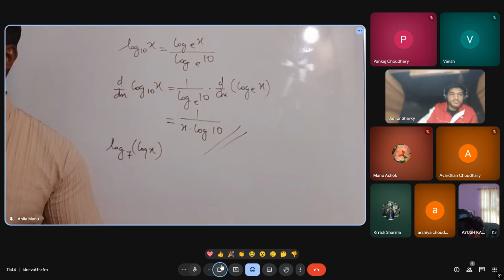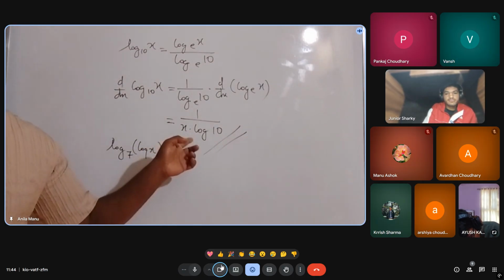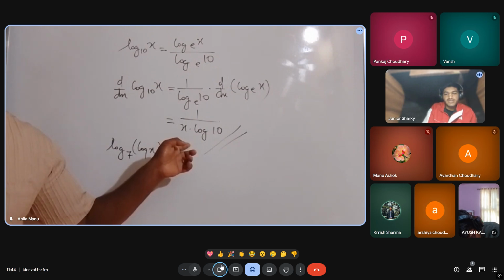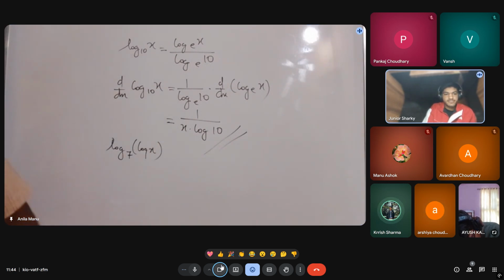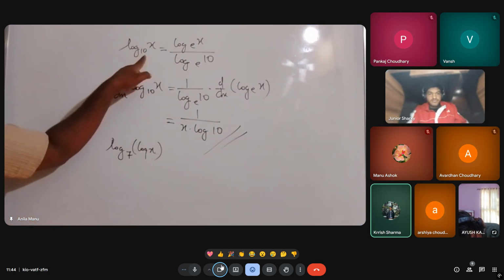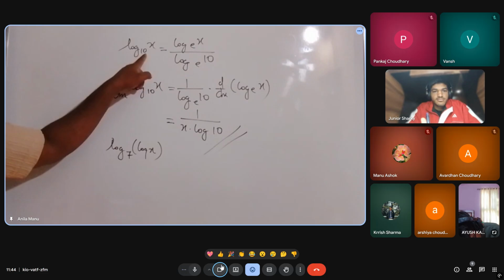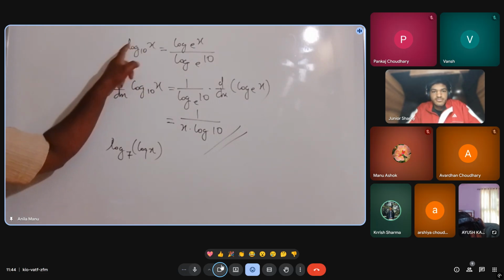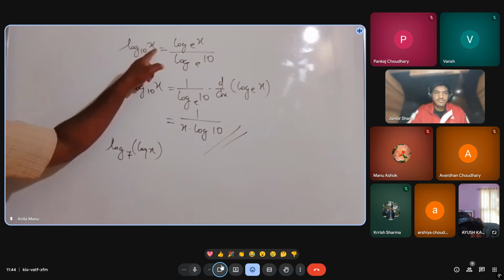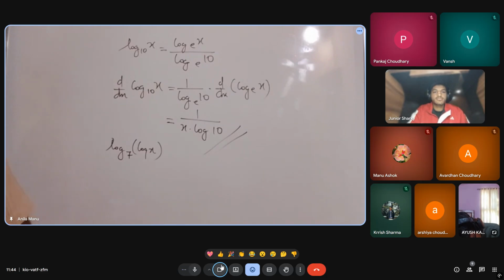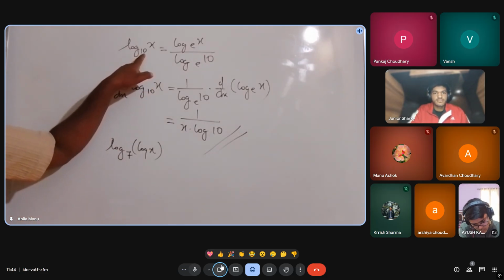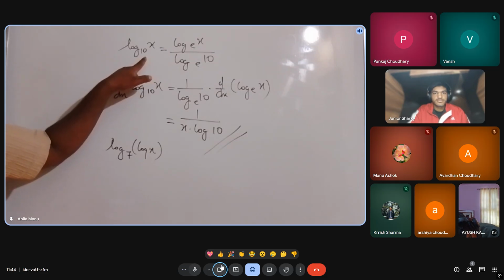Avinash, do you understand? Should I explain once again? See, Avinash, consider here base is 10, right? If it is e only, directly you can differentiate. Derivative of log x to the base e is 1 by x, you will get the answer. But here, instead of e, we have 10. In this case, what we have to do, the last formula you have written, base change formula. By using that, you have to convert.